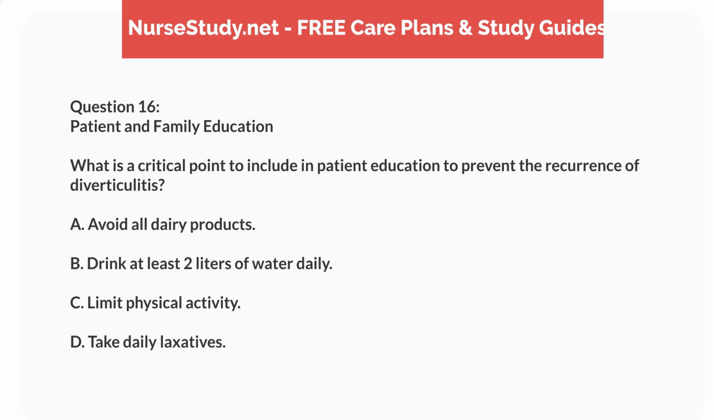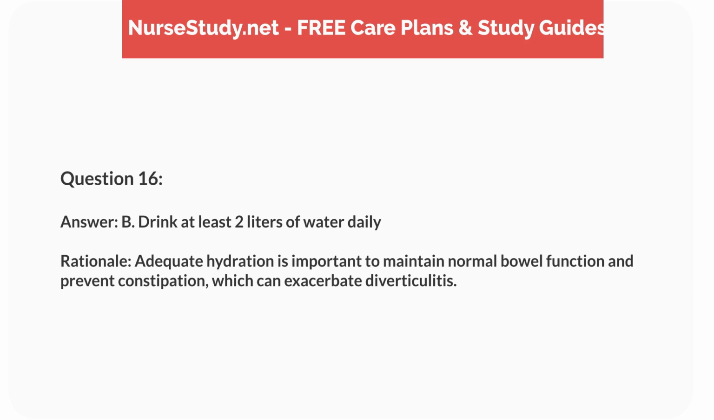Question 16. Patient and family education. What is a critical point to include in patient education to prevent the recurrence of diverticulitis? A. Avoid all dairy products. B. Drink at least 2 liters of water daily. C. Limit physical activity. D. Take daily laxatives. Answer: B. Drink at least 2 liters of water daily. Rationale: adequate hydration is important to maintain normal bowel function and prevent constipation, which can exacerbate diverticulitis.